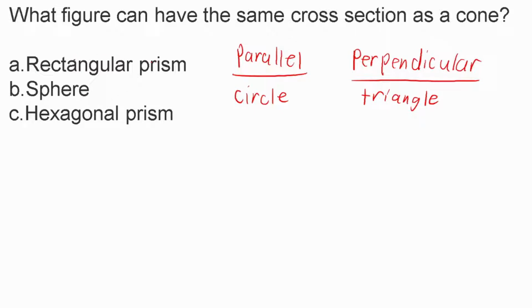We have a rectangular prism, where the only cross section available is a rectangle because the base is a rectangle. So both cross sections, parallel and perpendicular, will be rectangles. So that's not our answer. A sphere. There's only one cross section to a sphere, and it's going to be a circle. Which means that our hexagonal prism is also wrong. Parallel to the base of the hexagonal prism will be a hexagon, and then perpendicular will be a rectangle because it's a prism. We're going to cross that one out too.